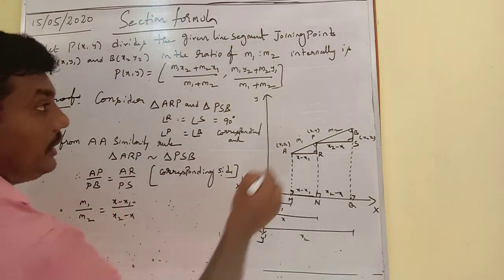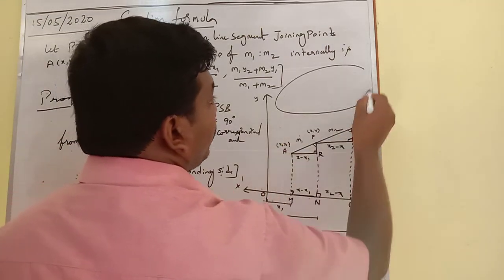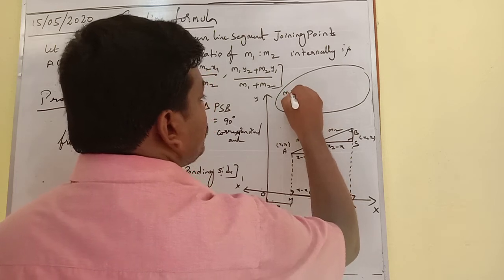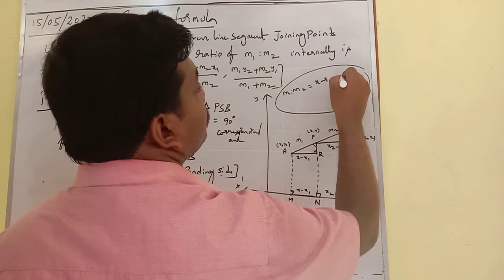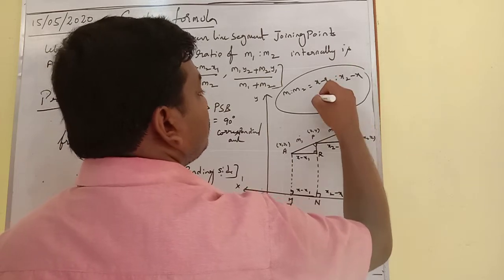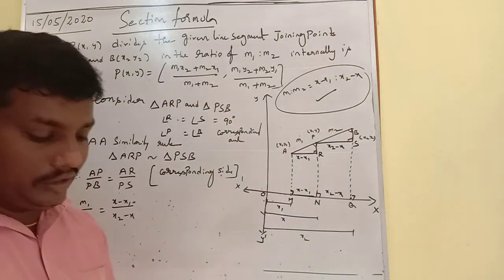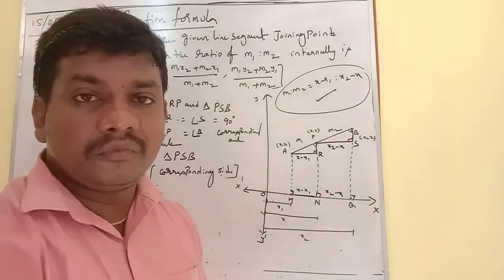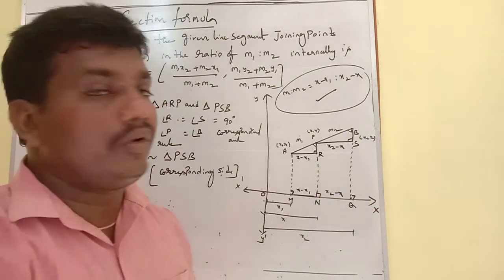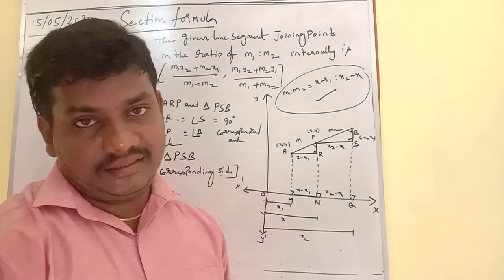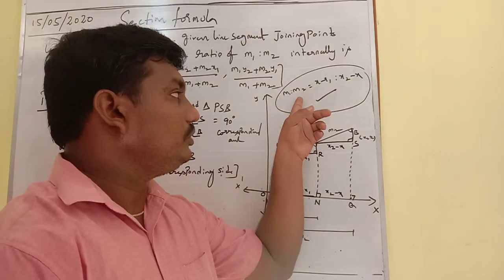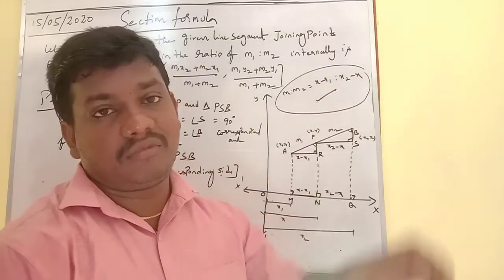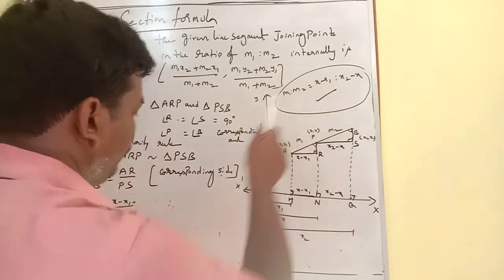So one of the important formulas we got here is m1 is to m2 is equal to x minus x1 is to x2 minus x. Very important formula. Whenever we have to find the ratio, if you know only the x coordinates, we use this formula. The ratio m1 is to m2 internally is equal to x minus x1 is to x2 minus x. Important formula we have derived.